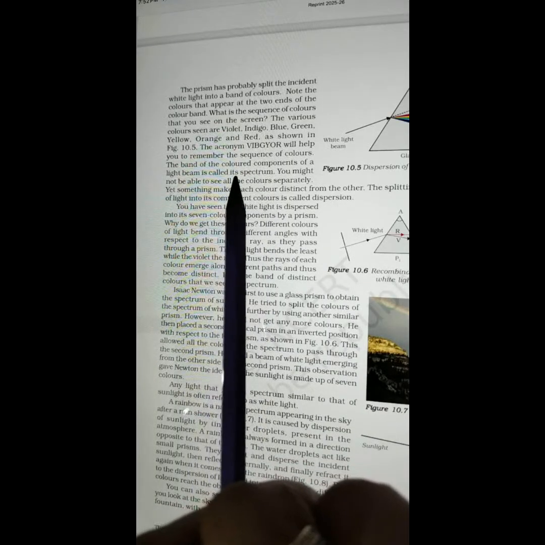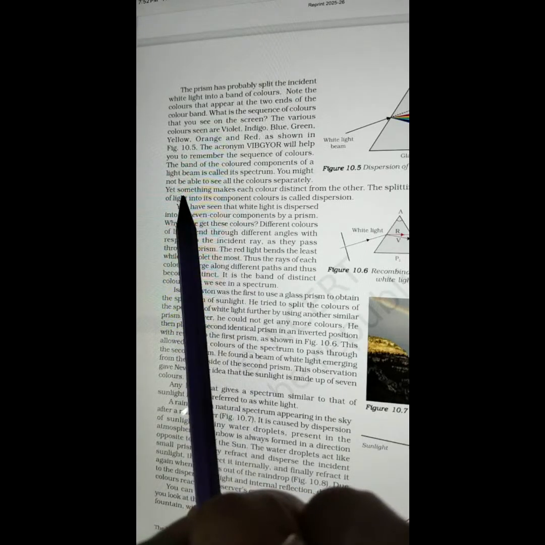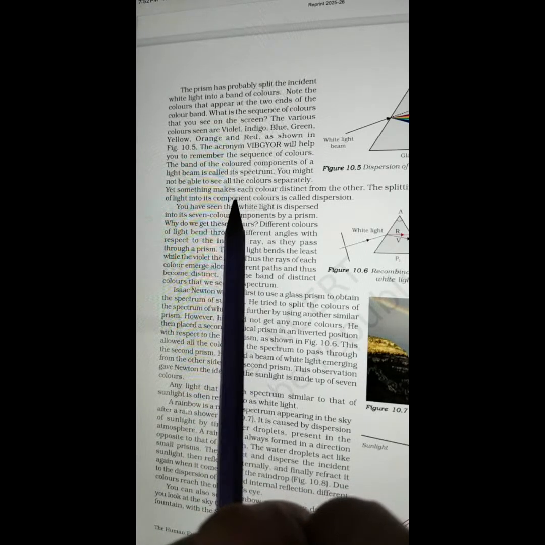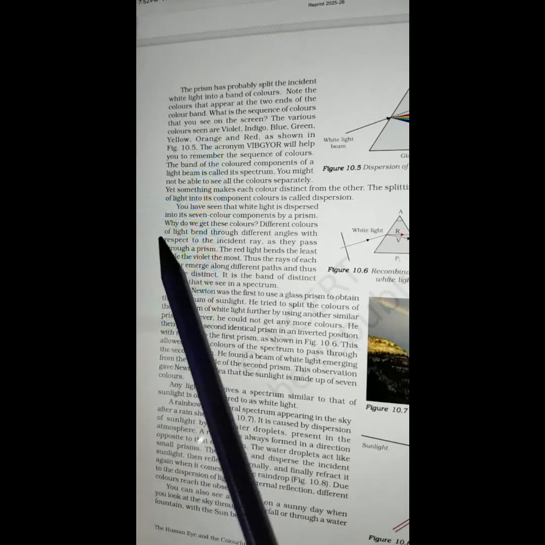The band of the colored components of a light beam is called its spectrum. You might not be able to see all the colors separately, yet something makes each color distinct from the other. The splitting of light into its component colors is called dispersion.